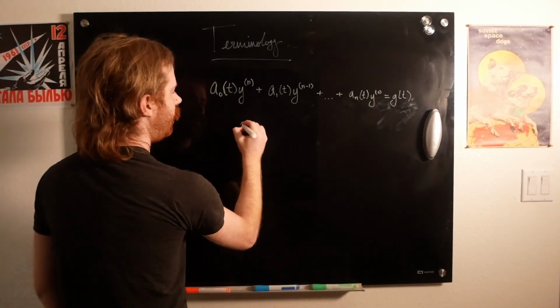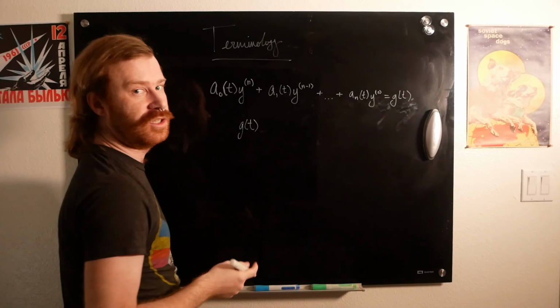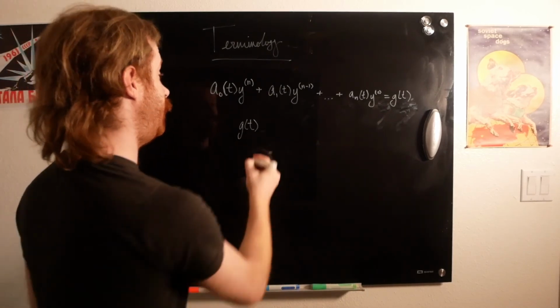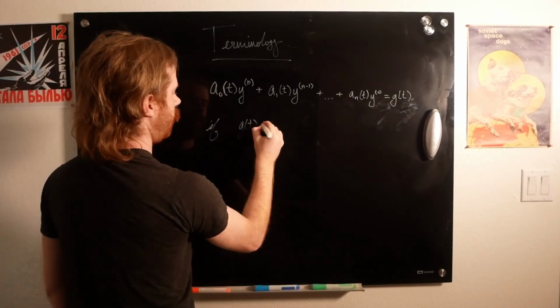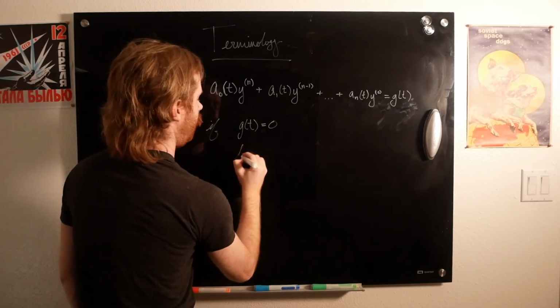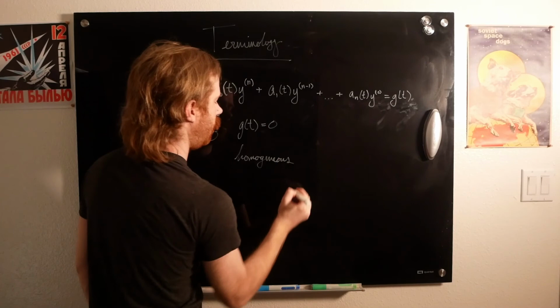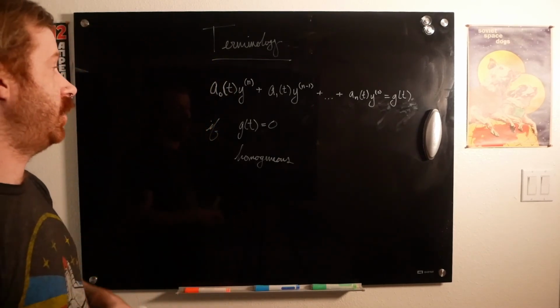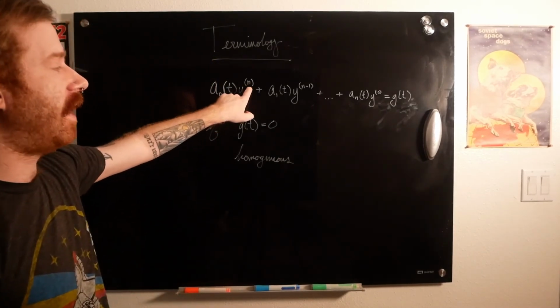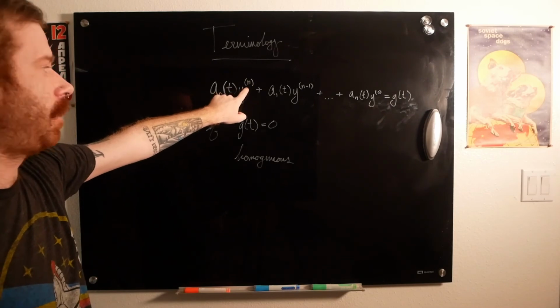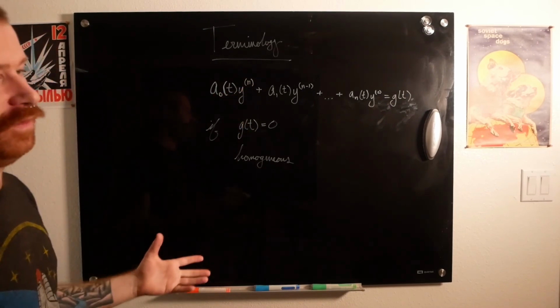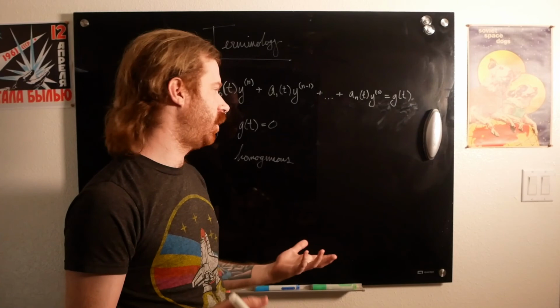Now g of t could be any function of t, but if g of t equals 0, then the differential equation is what is called homogeneous. It's a homogeneous differential equation. The order is whatever the highest n is, so the highest derivative of y. That's what's going to be the order of the differential equation.